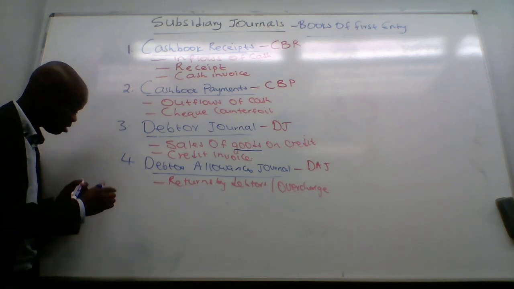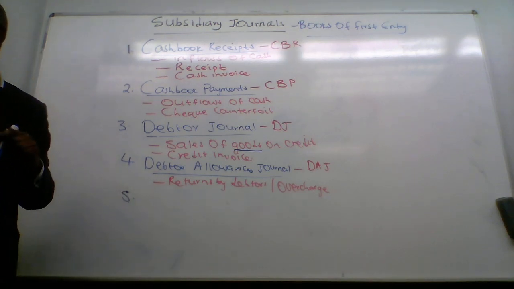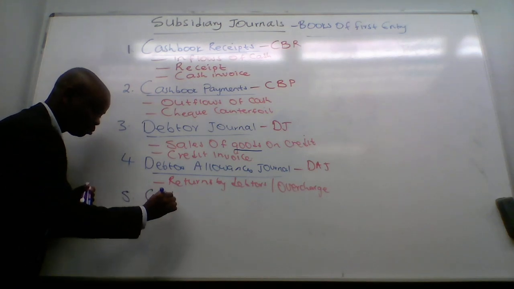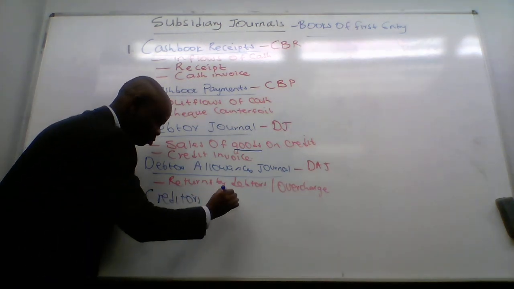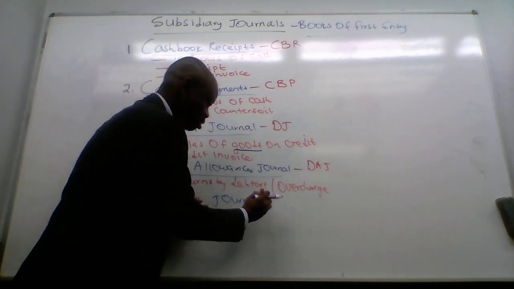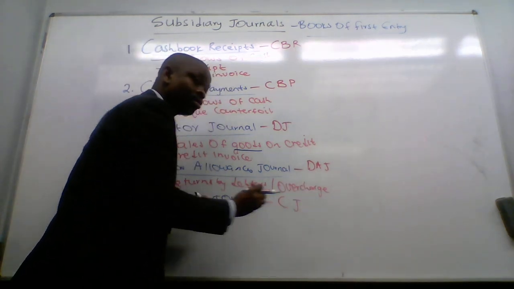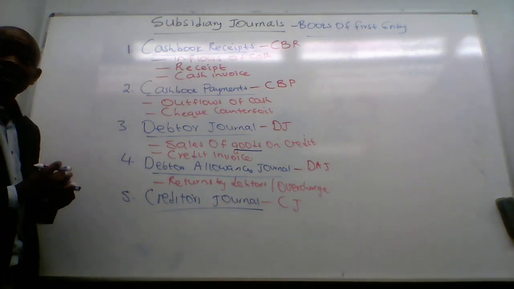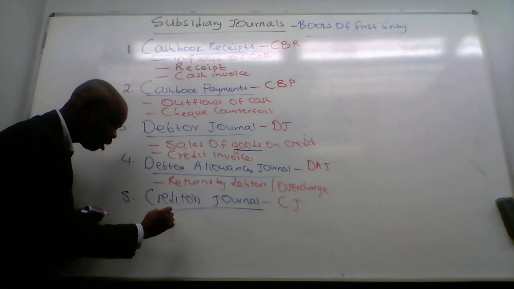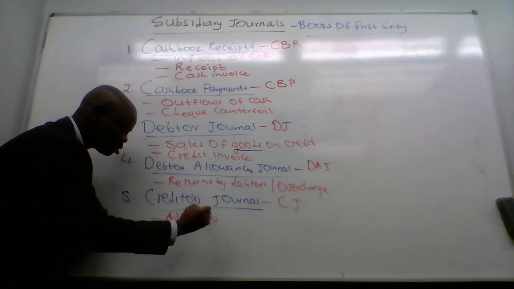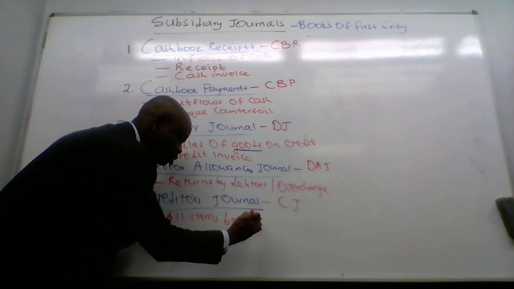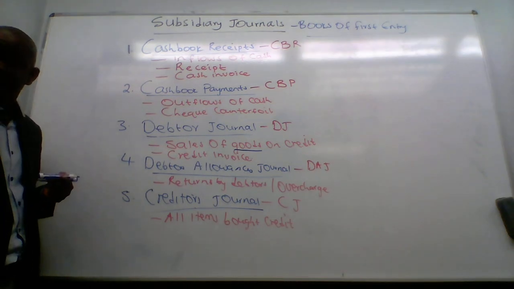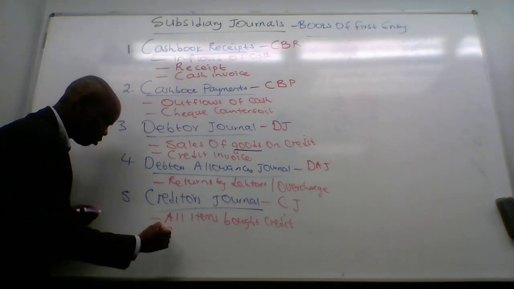But sometimes we buy items on credit. Where do we record them? Also known as CJ, the creditors journal. Okay? And then what do we record here? All items bought on credit, and which source documents do we normally issue here? Credit.